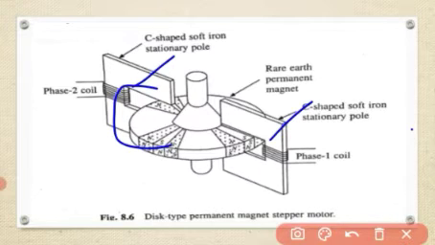Okay, when one of the coils is energized, the rotor will align itself with its field pole. When excitation is shifted to another phase, the rotor will turn by half the rotor pole pitch in order to align with the field pole of the second phase.